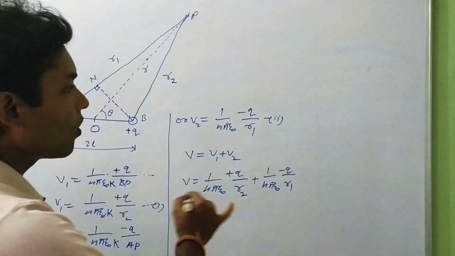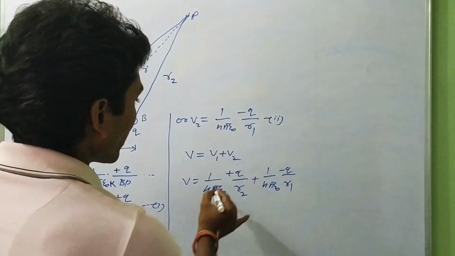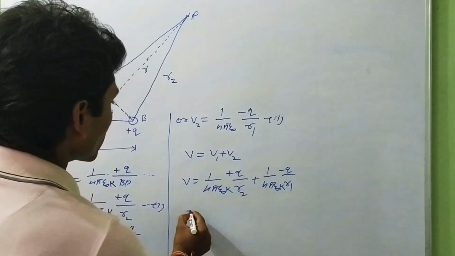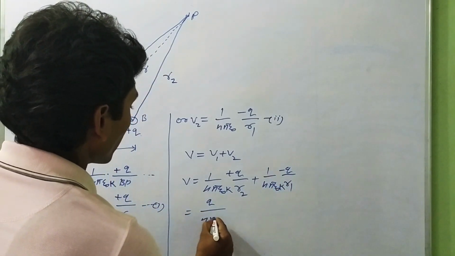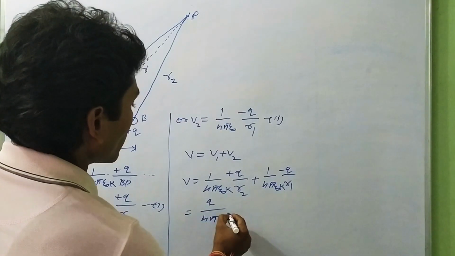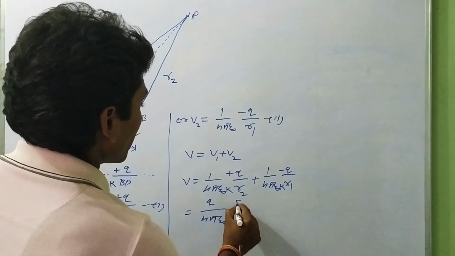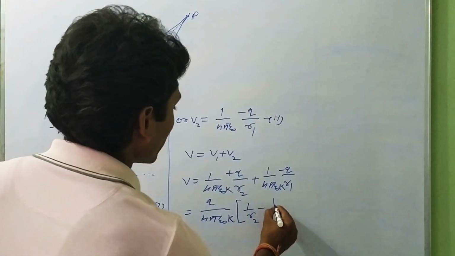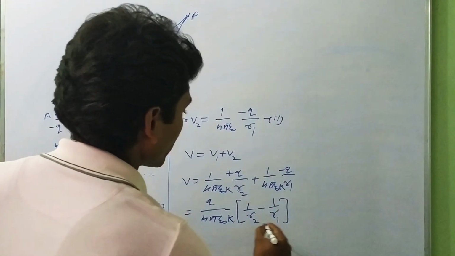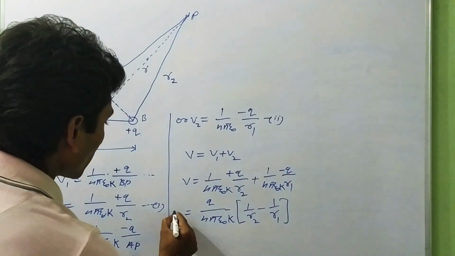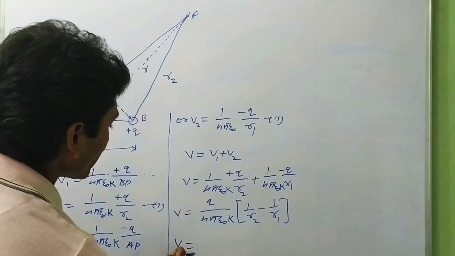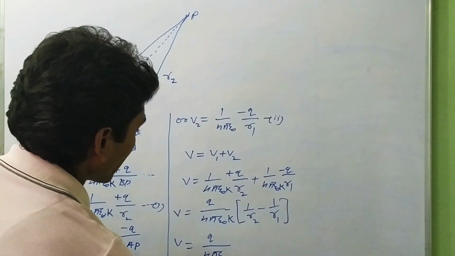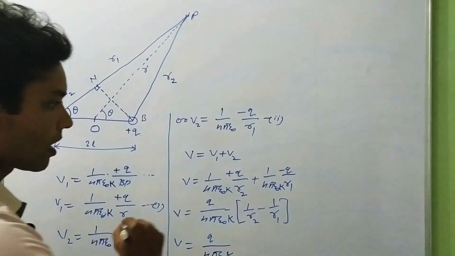On taking Q and 4 pi epsilon naught common, and K also, we get Q upon 4 pi epsilon naught K, inside the bracket 1 upon R2 minus 1 upon R1. This is the remaining part. So V will be equal to Q upon 4 pi epsilon naught K.